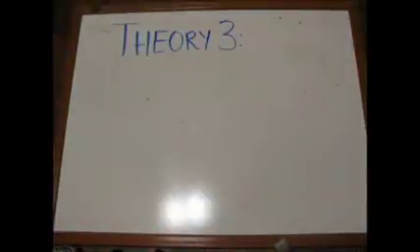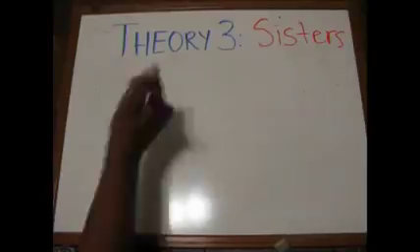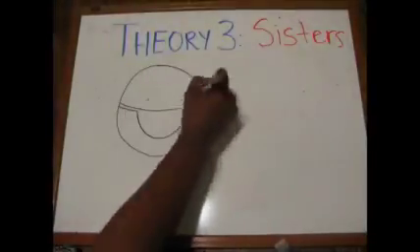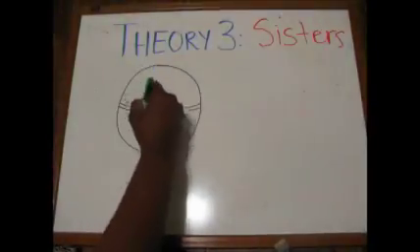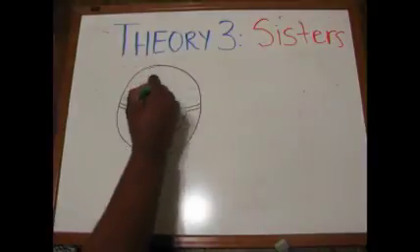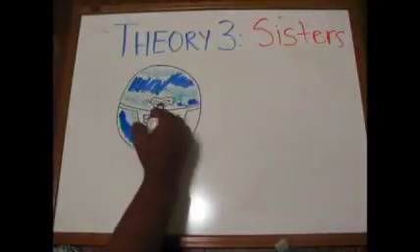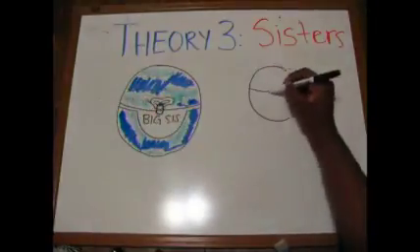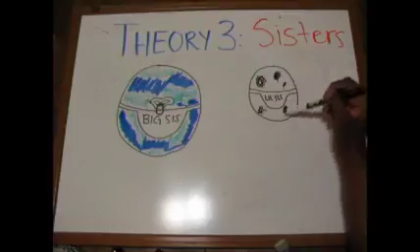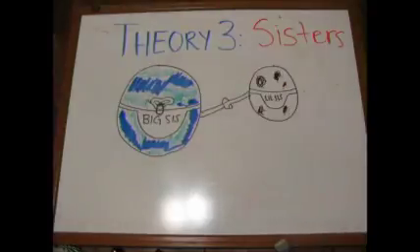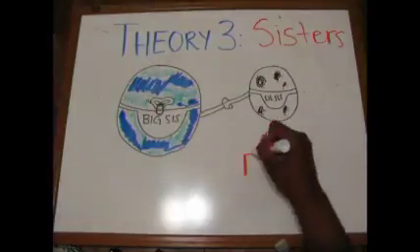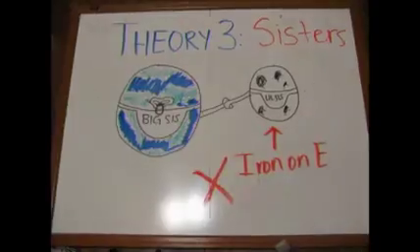Theory number 3, sisters. This theory suggests that the moon and Earth formed at the same time, forming from the same blobs in early stages of the solar system. The two bodies formed a double planet system that revolves around a center of mass. This theory failed because this one, like fission, failed to explain why the moon had a low iron core, and the moon also has a different density, indicating the moon couldn't be made by the same material as Earth.